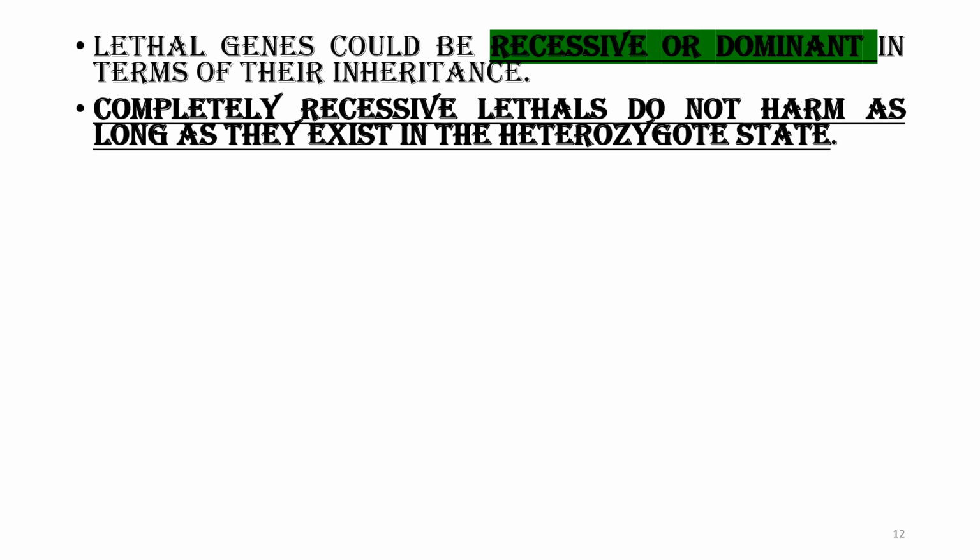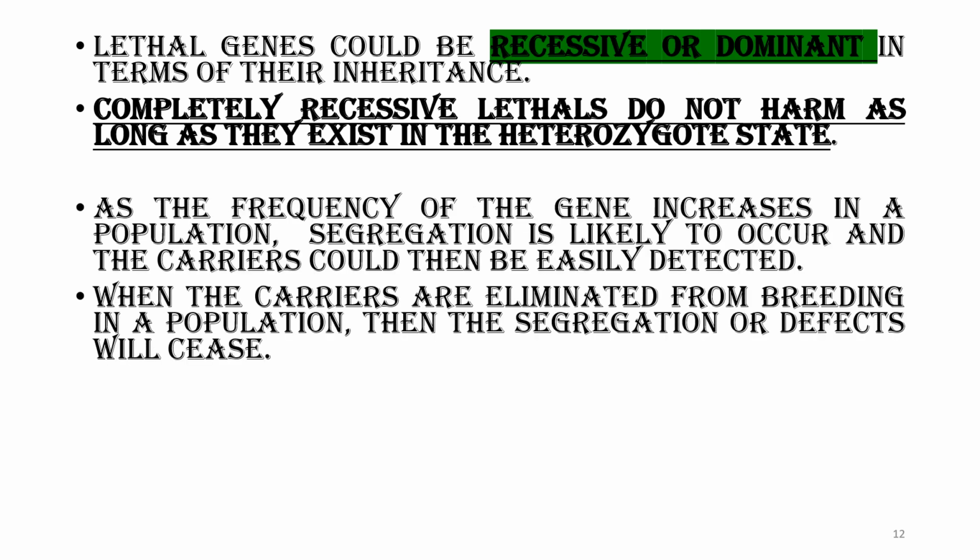Now, the completely recessive lethals do not harm for as long as they exist in the heterozygous state. But as the frequency of this gene increases in a population, segregation is likely to occur, and then the carriers can be easily detected. When the carriers are easily detected, then they can also be easily eliminated from the breeding program in a population. Then the segregation or the defects arising from the effect of lethals in the recessive state will cease.